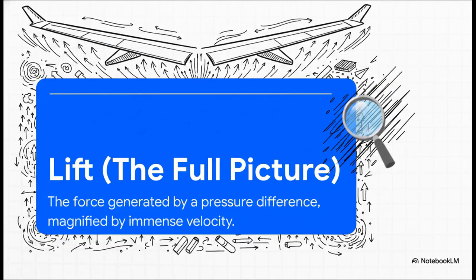And that, right there, is the missing piece of the puzzle. That's the secret sauce. Lift isn't just about the pressure difference on its own. It's that small difference, magnified by incredible velocity, acting over the huge surface area of the wings. A tiny bit of upward push on every single square inch becomes a colossal, world-lifting force when you multiply it by that kind of speed.